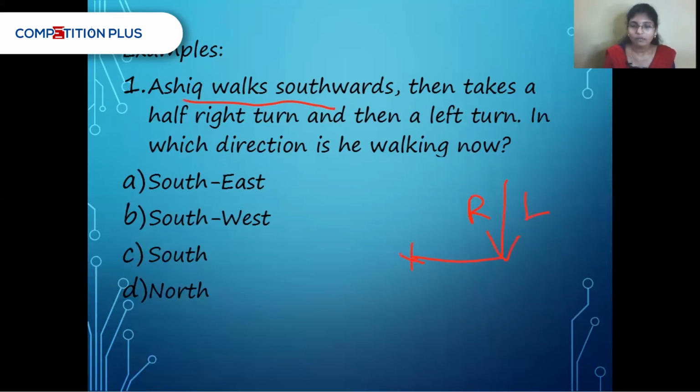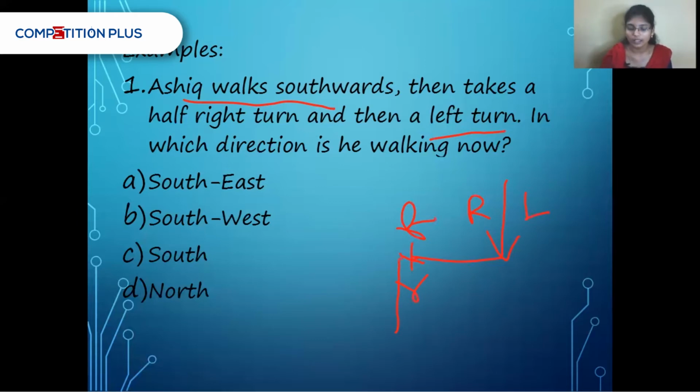So he's making the left turn as his third movement. At this position, this is his right and this is his left. So he should again make a left turn. So this is the left turn he's making as the third movement. Now, what is being asked? In which direction is he walking now?